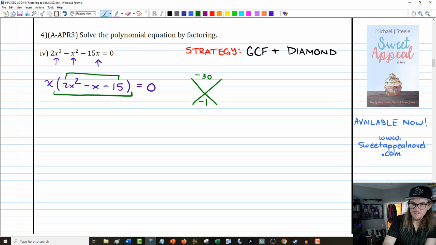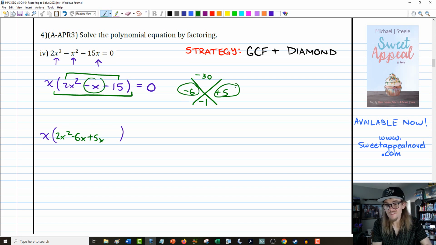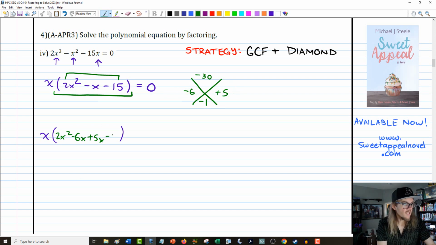Now, those of you who are experienced in 3rd grade math probably recognize the pair that we're looking for here. We want negative 6 and positive 5. So what we end up with is on the outside, we still have that lonely x. On the inside, we have 2x squared minus 6x plus 5x. Again, notice the minus 1x and the minus 6x plus 5x. And then of course minus 15.